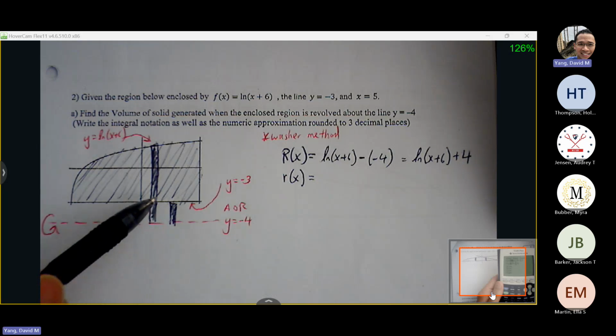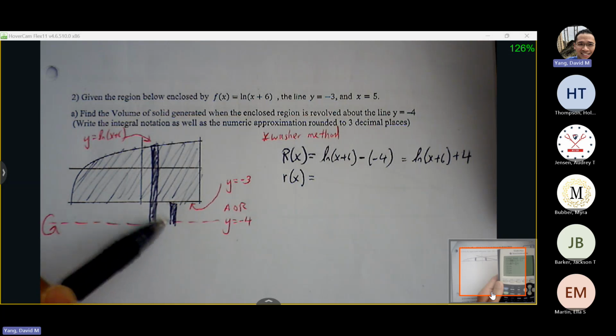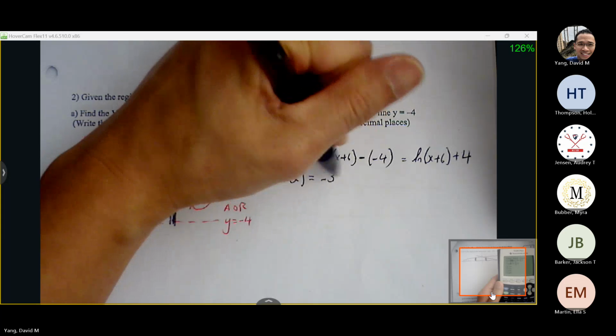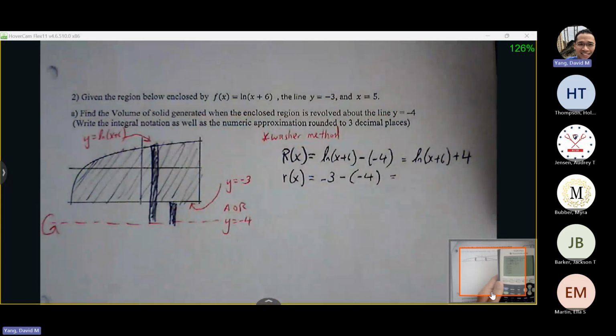Next up, small radius, top minus bottom. Top of my small radius is sitting at -3. The bottom is sitting at -4. So -3 minus a -4. Two negatives cancel out. I get 4 minus 3, which is 1.